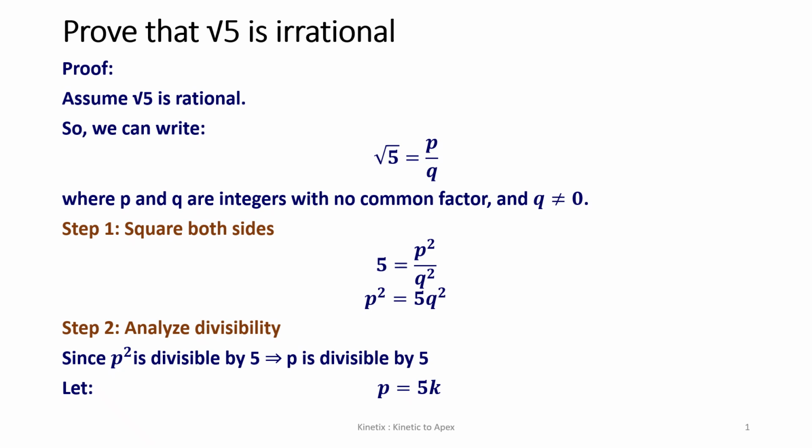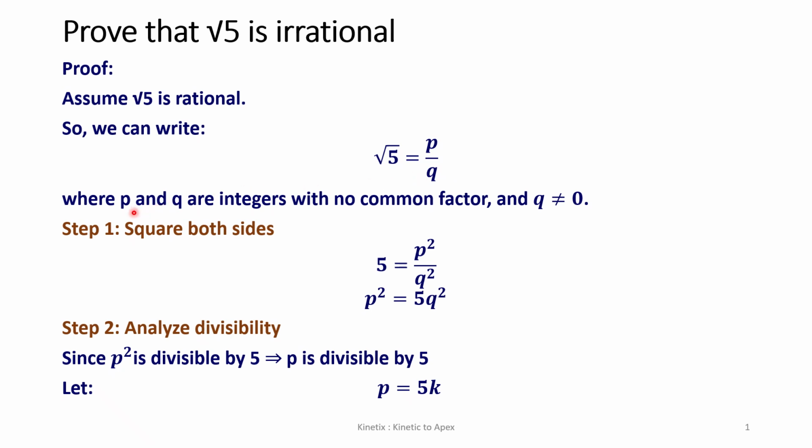So let us start. Let us assume root 5 is a rational number. Root 5 is a rational number means any number that can be presented in the form of P by Q is a rational number. That's why we can present root 5 as P divided by Q.